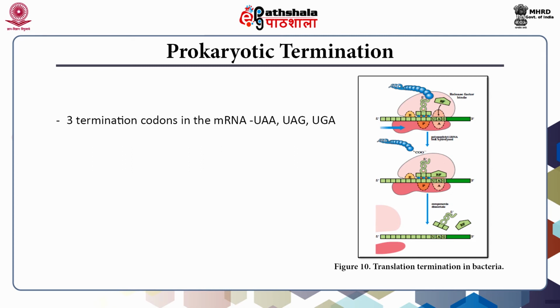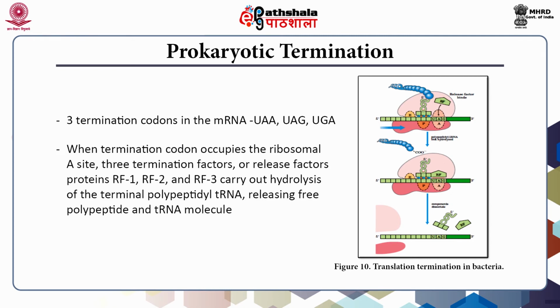In bacteria, when the termination codons are positioned at the A site of the ribosomes, the termination factors or the release factors RF1, RF2 and RF3 carry out breakdown of the bond between the polypeptide and the transfer RNA molecule. This results in release of free polypeptide and the transfer RNA molecule. The 70S ribosomal subunit then dissociates into 30S and 50S subunits to begin with a new protein synthesis cycle.